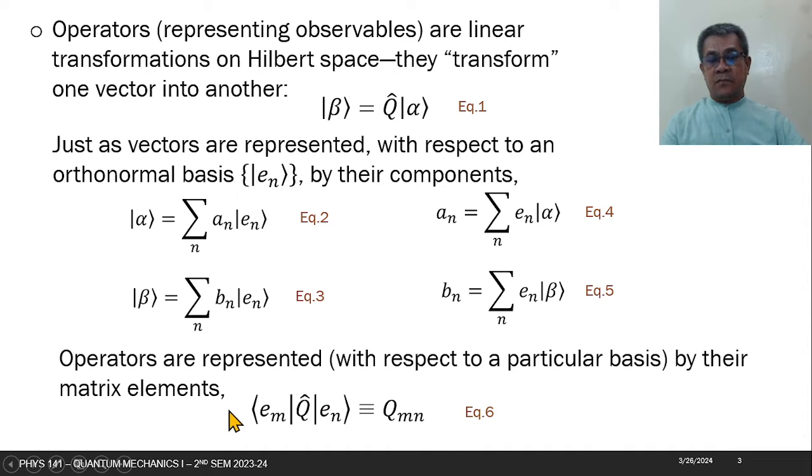The operators are represented with respect to a particular basis by their matrix elements, which means that the inner product of e_m with the operator Q acting on e_n is just equal to a matrix element Q_mn, which describes the dimension of the matrix. So we can rewrite the matrix in this form, and vice versa.